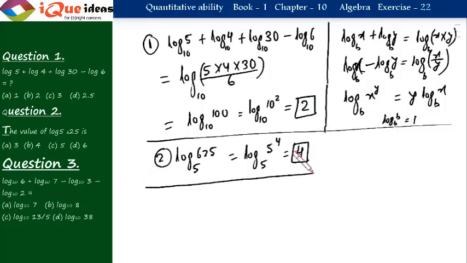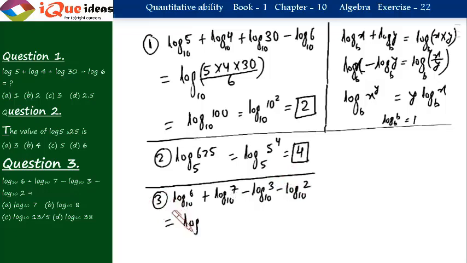Third question says log 6 to the base 10 plus log 7 to the base 10 minus log 3 to the base 10 minus log 2 to the base 10. So what will happen is log of 6 into 7 divided by 3 into 2 to the base 10. Now 3 into 2 is 6, which cancels the 6. So the answer is log of 7 to the base 10.